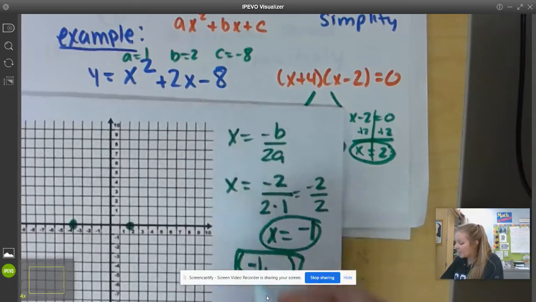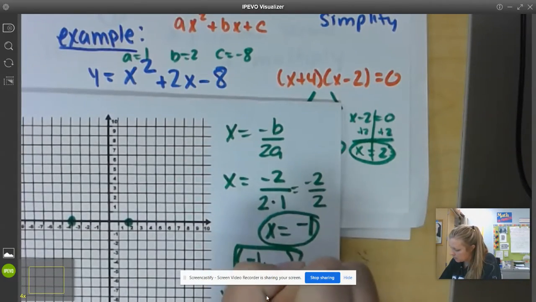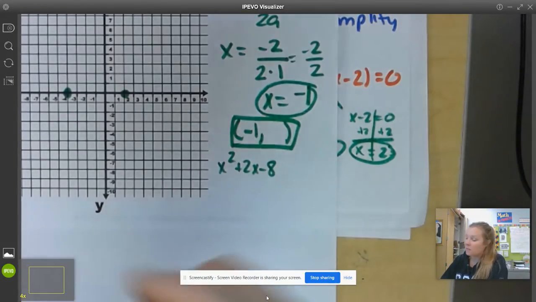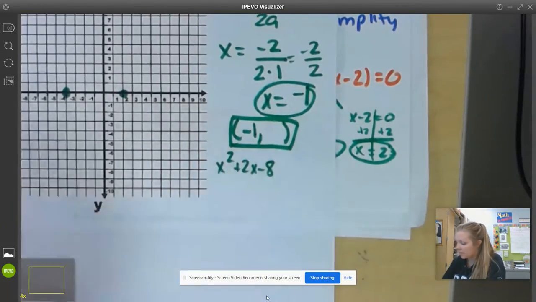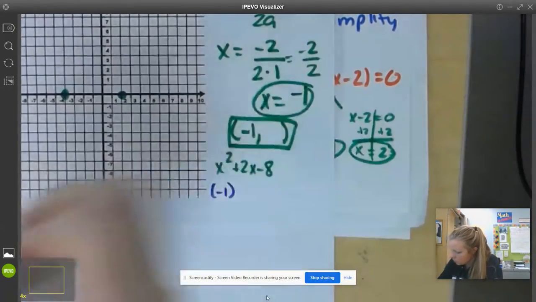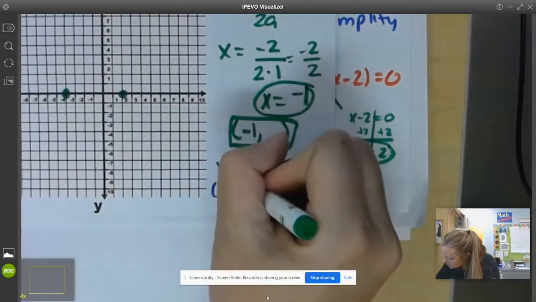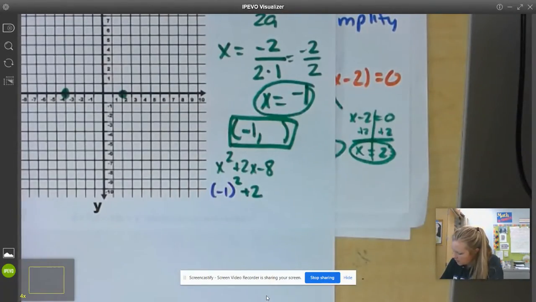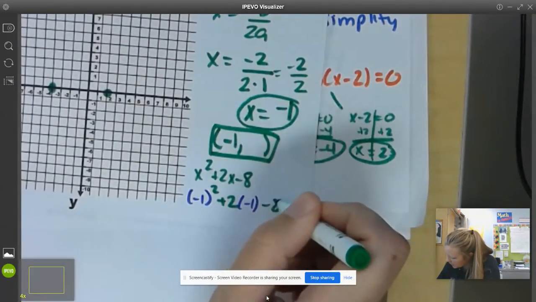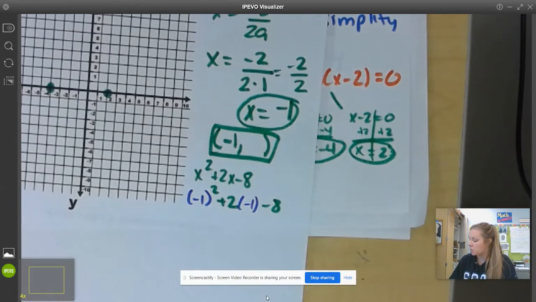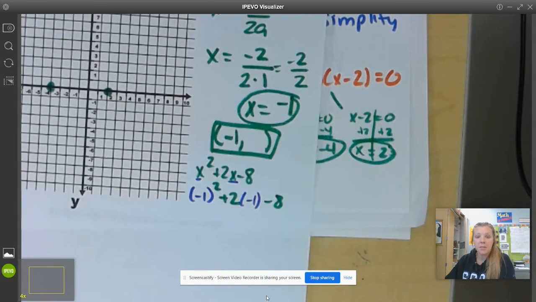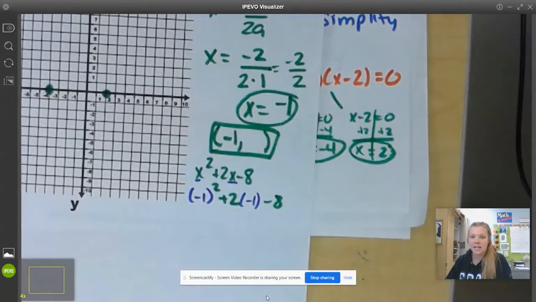To do that, we take the original quadratic, and I'm going to plug in the number -1. I'm going to replace everywhere I see an x with a -1. So I'm going to have -1 squared plus 2 times -1 minus 8. So I replaced wherever I had an x in this original equation with what x is, and x is -1.